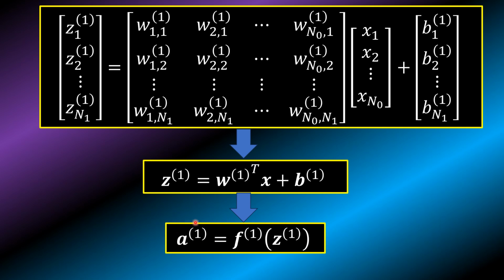Therefore, the activation function, we're going to say that that's going to be a vector. It's going to be equal to a vector function that's a function of the vector z superscript 1.